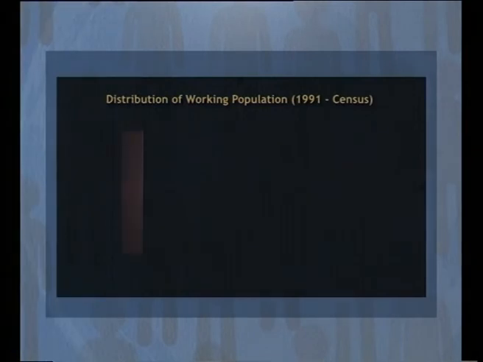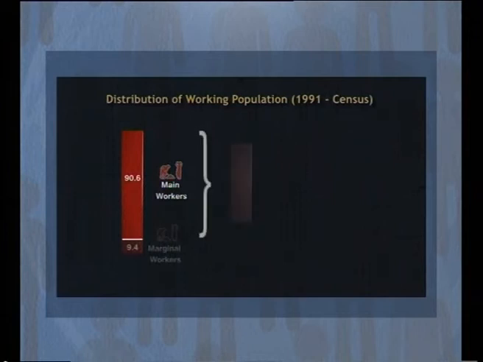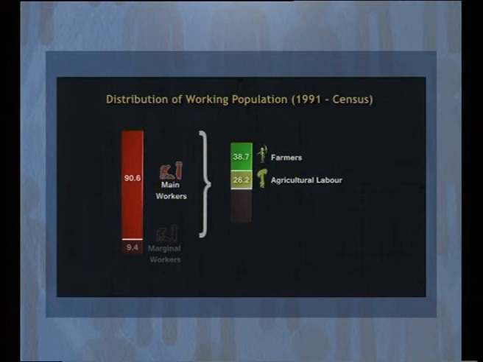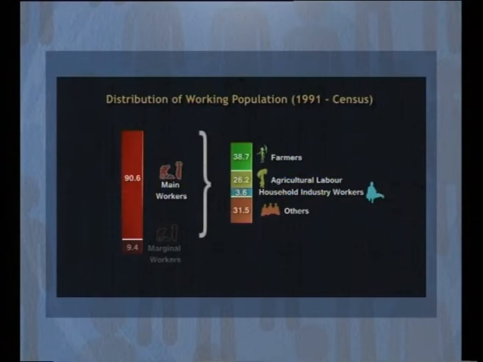If we look at the number of main workers out of 285.4 million, 38.7% were farmers, 26.2% were agricultural laborers, 3.6% were household industry workers and 31.5% were the other workers. So, we understand there was a significant increase in the composition of workers during 1990s.